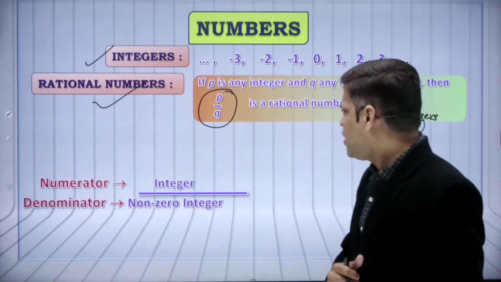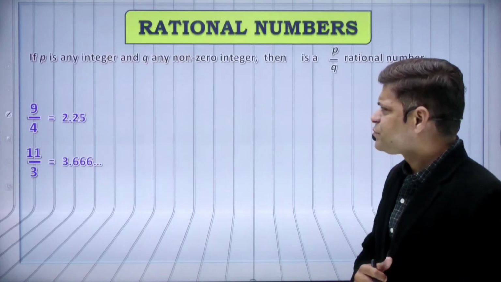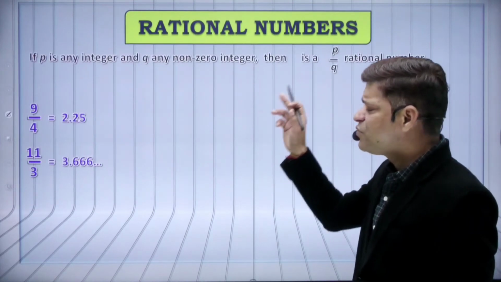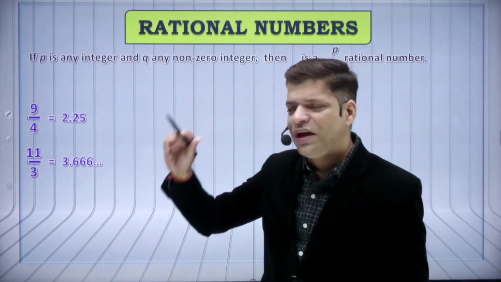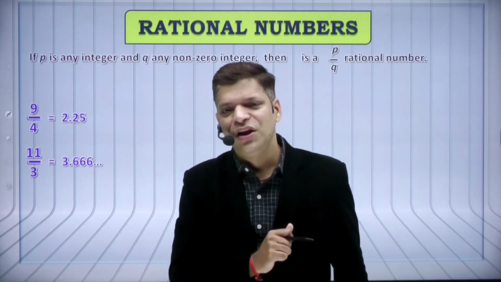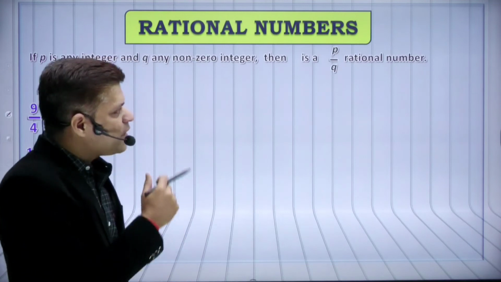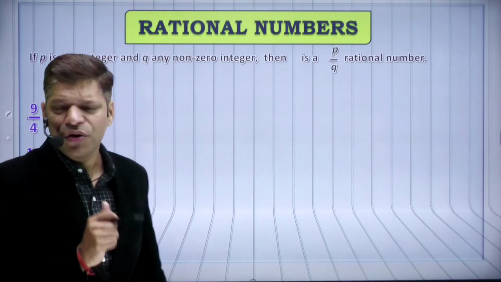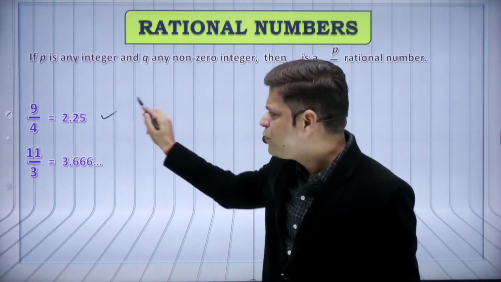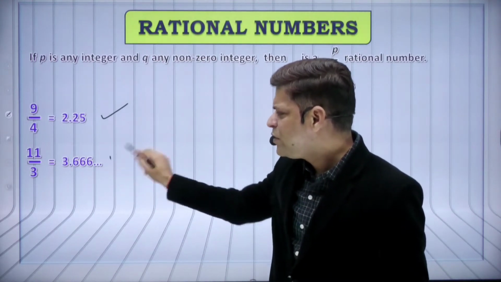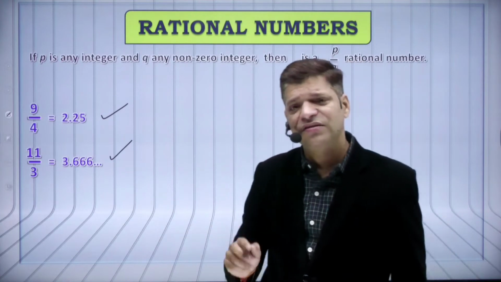Okay, so now the next one, rational numbers. What we studied about rational numbers is that if p is any integer and q is any non-zero integer, then p by q is a rational number. Here we take some examples, that is 9 by 4, which is 2.25, and 11 by 3, which is 3.666.